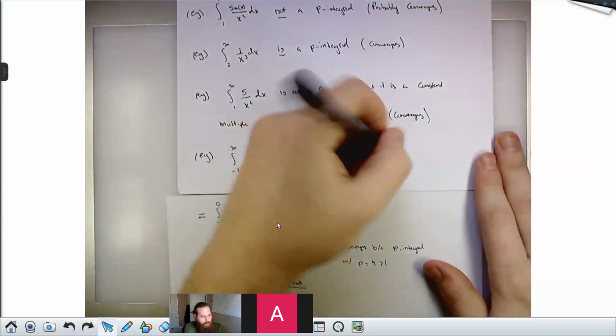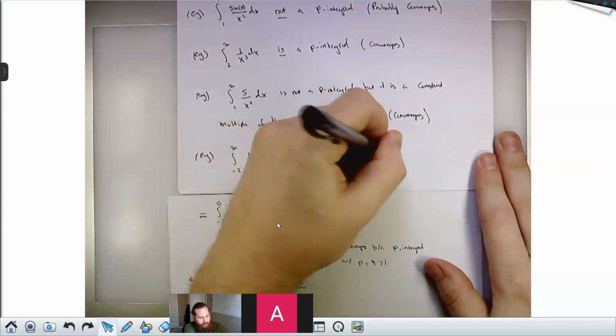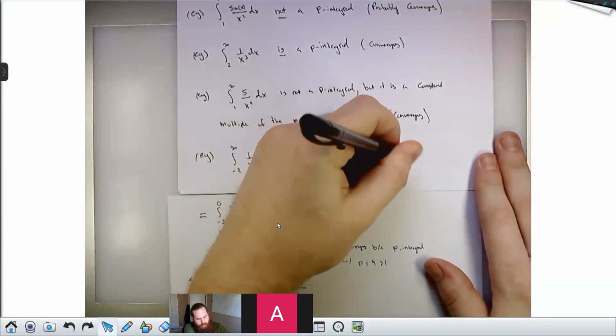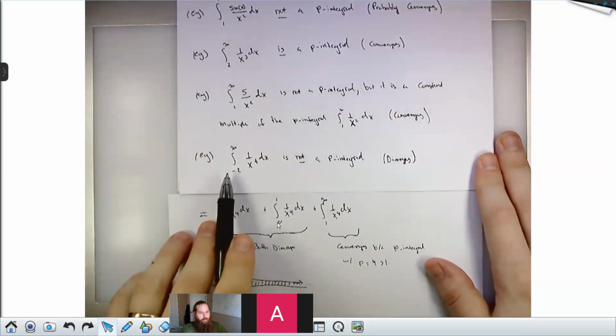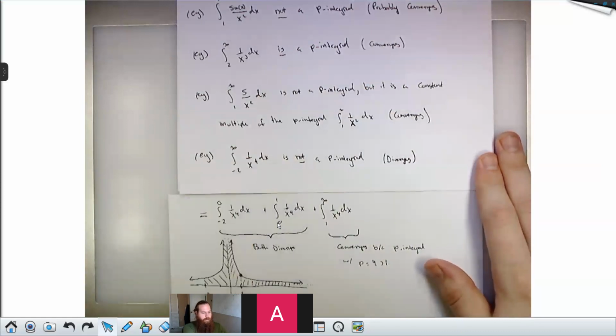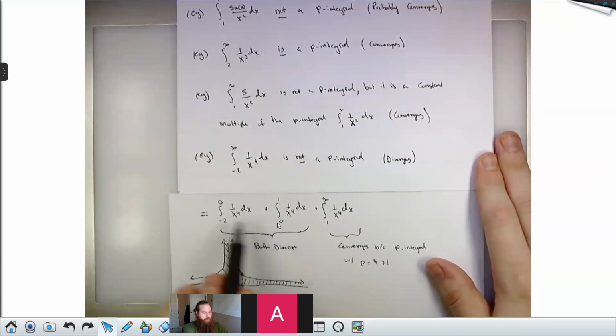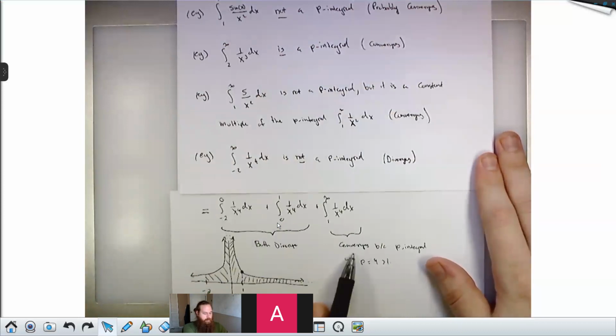So this guy is going to end up diverging, because if any part of the integral diverges, the whole integral diverges. Remember that from last week? Both of these parts diverge. So even though this piece converges, the whole thing diverges.